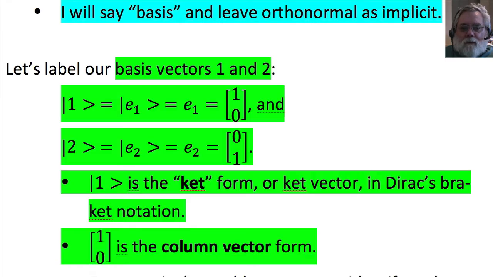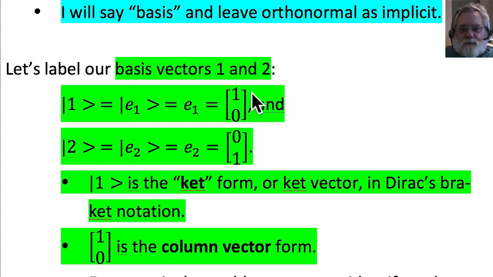Let's label our basis vectors 1 and 2. We're keeping them abstract, we're keeping them generic, but one of them is going to be the first one and the other is going to be the second one. And we're going to use this notation. We're going to have a ket, a ket 1, and that's going to be a ket of the basis vector 1, or simply the basis vector itself. And we are going to use the column vector representation so that the first basis vector is 1, 0.